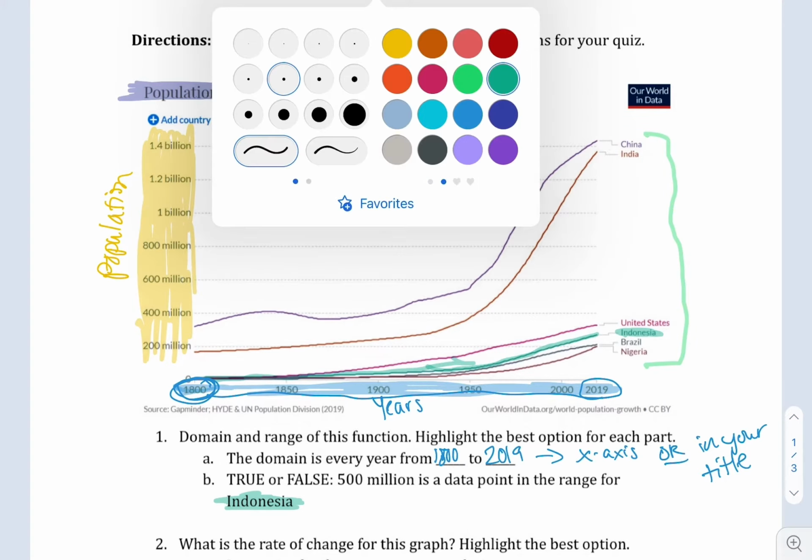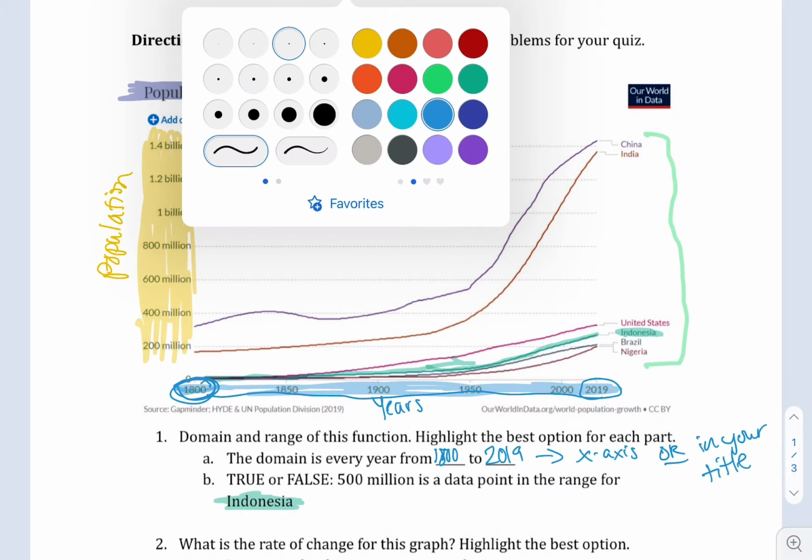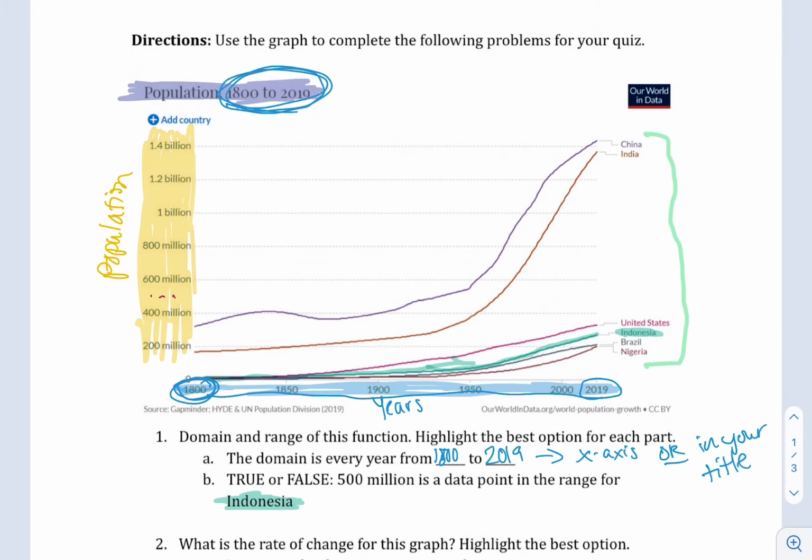So what I'm going to do is just mark off 500 million where I think it is. And this would be about 500 million. So you can take that all the way across. This is going to be 500 mil, right? Now, if we look here, we can see that our green line never gets up to 500 million. Right, so that is going to tell us that that statement is false. 500 million is not a data point in our range because the population of Indonesia has not yet gone up to 500 million people.